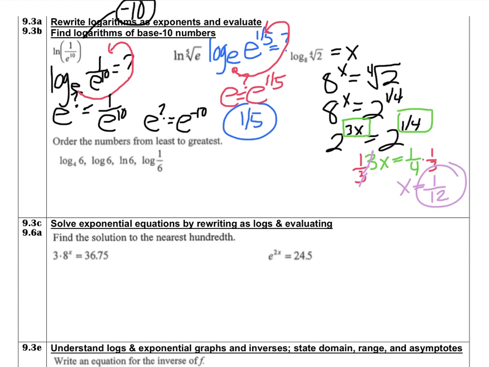Now the next part of this is they want you to order the numbers from least to greatest, so the smallest to the largest. And here we have log base 4, log base 10, log base e, and log base 10. So what I would do is actually put these into the calculator to see what they look like. So here's what we're going to type. They're a little bit different for each one.